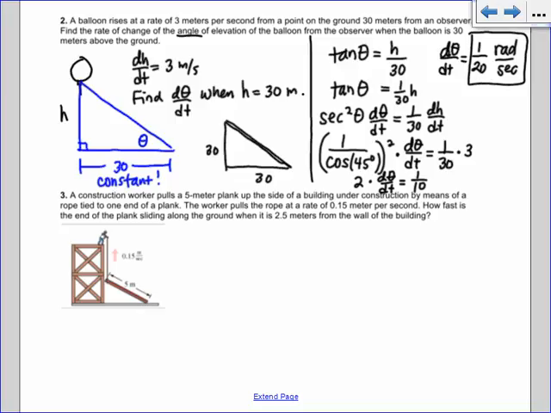So the same thing applies to these types of problems, where if you're finding d theta over dt in the end, it's radians per second, or radians per minute, or whatever. Okay, so you're going to end up with radians. So it's a little tricky.